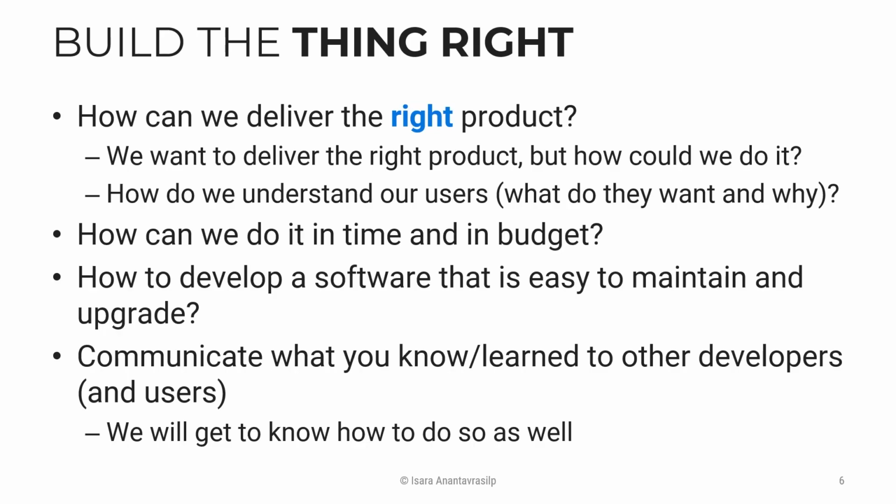Now, to build the right thing, well, it is a little bit more complicated than just solving the user's problem. All right, here we are focusing on a few questions as follows. How can we deliver the right product? Of course, we want to deliver the right product. We want to make sure that the users are happy, that our software solves their problem. But how can we do it? Okay, what is the process to make sure that what we do corresponds to what the user needs?